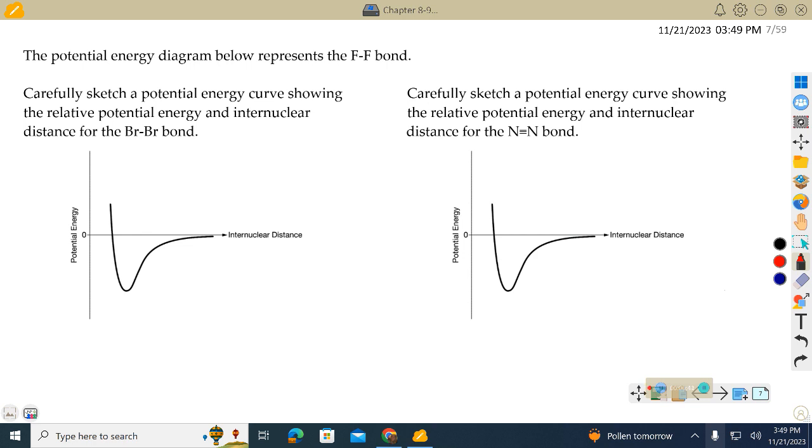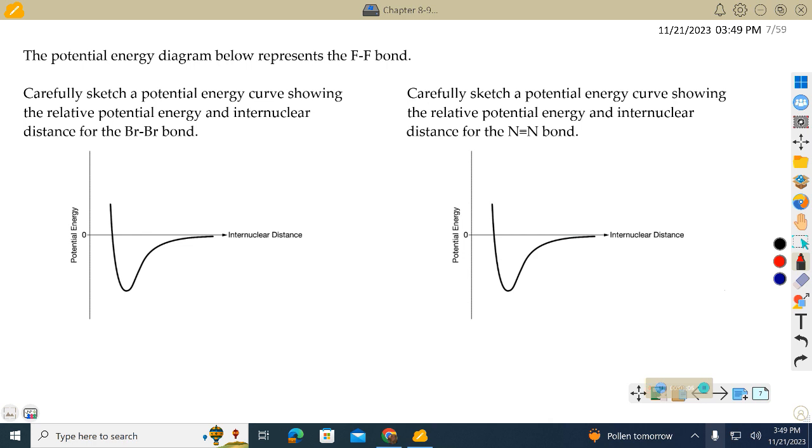Then I've got internuclear distance, which is the distance between the two nuclei of bonded atoms. And there's kind of two things that will affect that. One is the size of the atom. Am I dealing with big atoms or small atoms? And number two, how closely are these atoms bonded to each other? Is it single bonds, double bonds, or triple bonds?